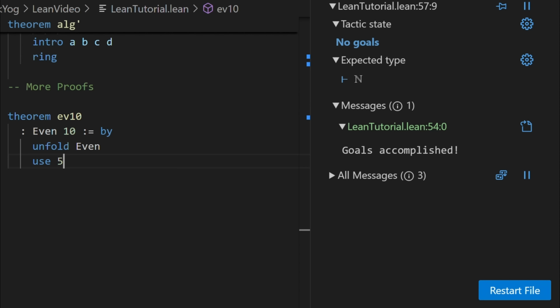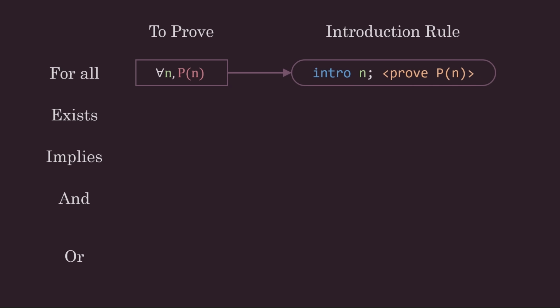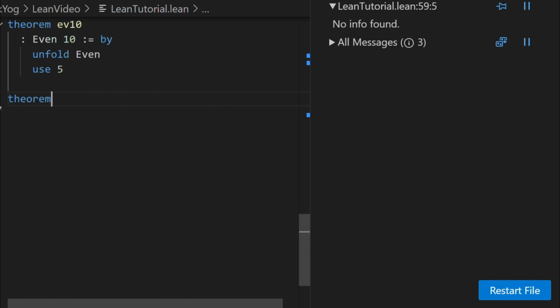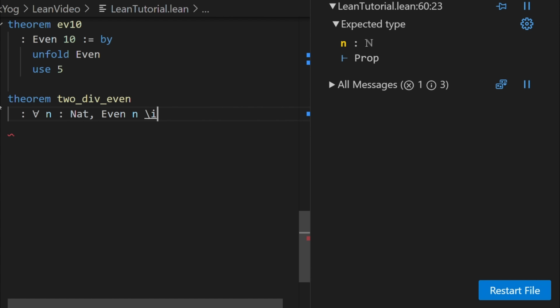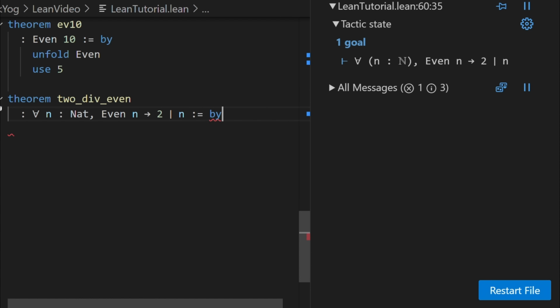Notice that use 1 substitutes r as 1, but we can't prove this, it's false. What we just saw is the introduction of an exists statement. We have to use the correct value k and then prove P k for that value. Theorem two_div_even is a proof of for all n, even n implies 2 divides n. Please note, the character for divides is typed as \bar, not just vertical bar.